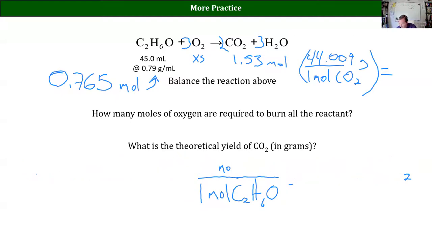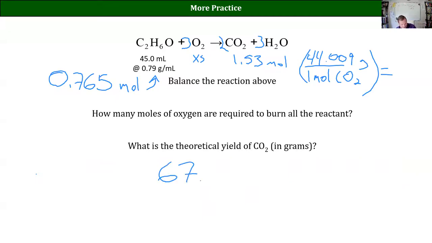So if I fill in our number, and plug it in the calculator, we get 67.337, or 33 keeps repeating. We're only going to 3 sig figs, right? So 67.3 grams CO2.